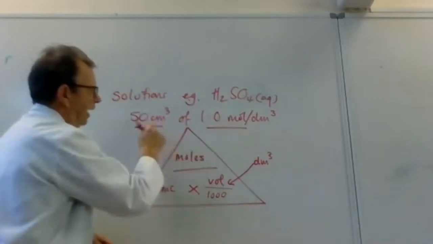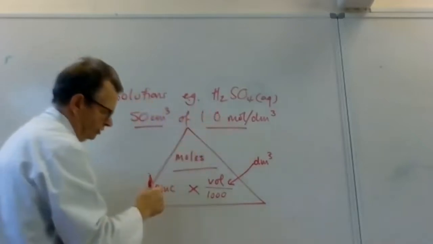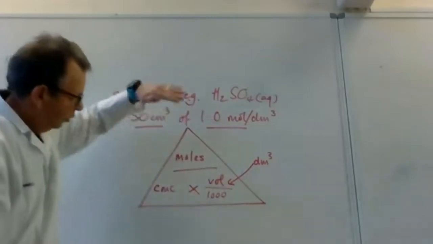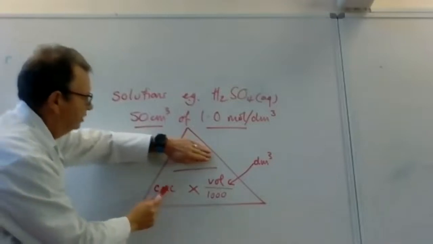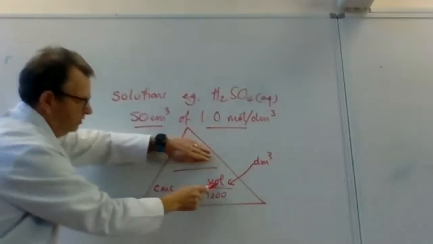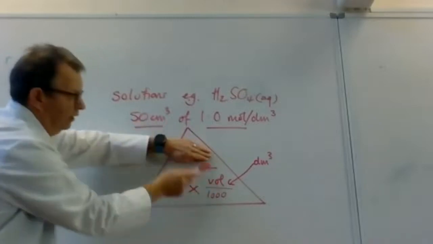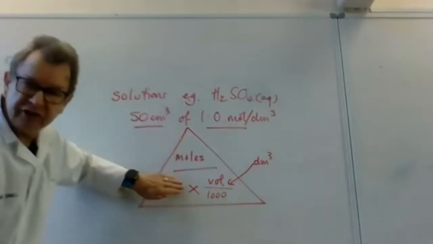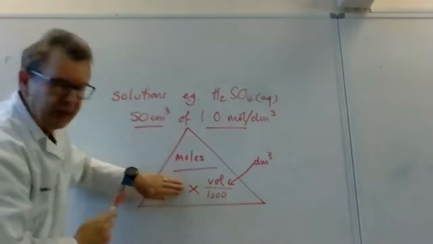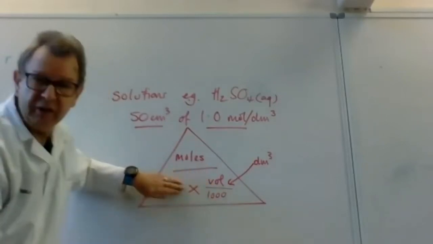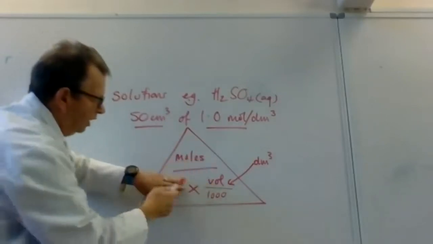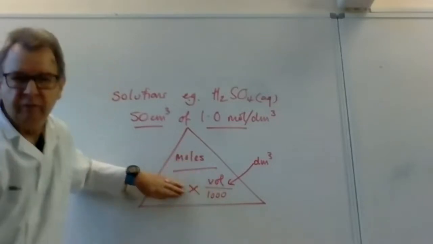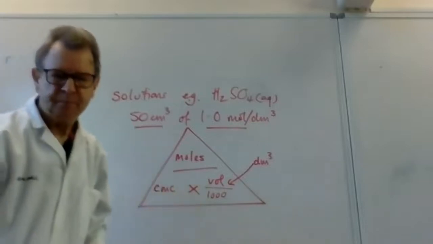And the only two things that you have are a volume and a concentration. So the concentration, volume, doesn't matter which way around. So if I want to know the moles, all I do is I take the concentration, 1, times the volume over 1,000. The volume is 50, 50 divided by 1,000. That's it. If I want to know the concentration of something, and I know how many moles there are, and I know the volume in cubic centimeters, then the concentration is the moles over the volume. Just cover the one that you need.